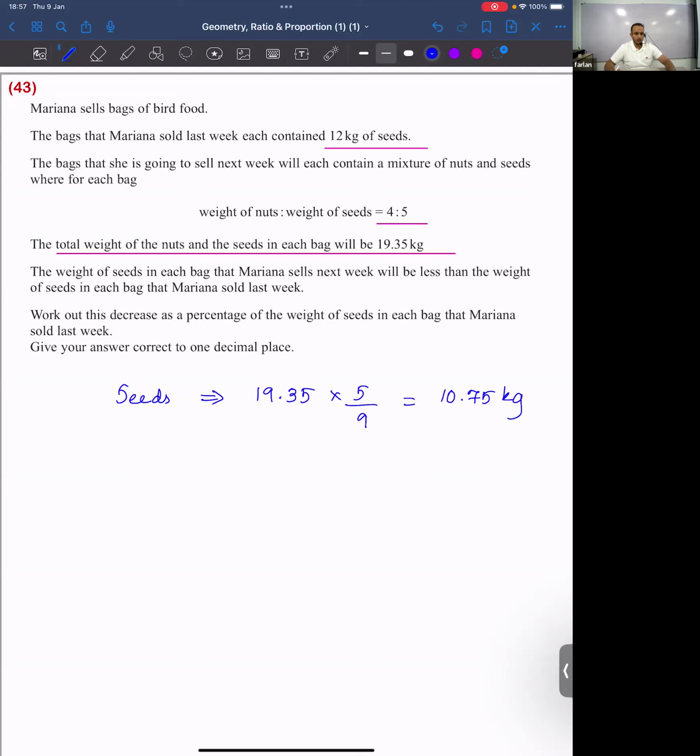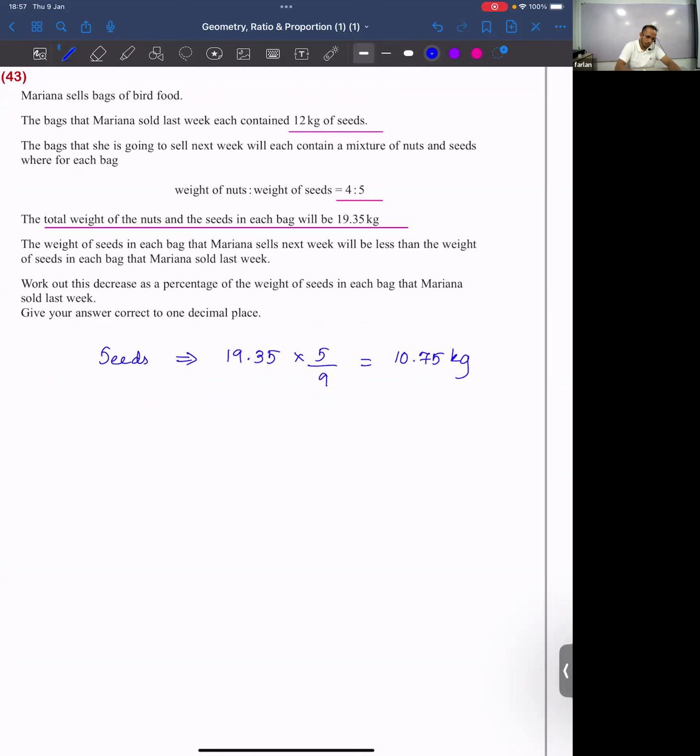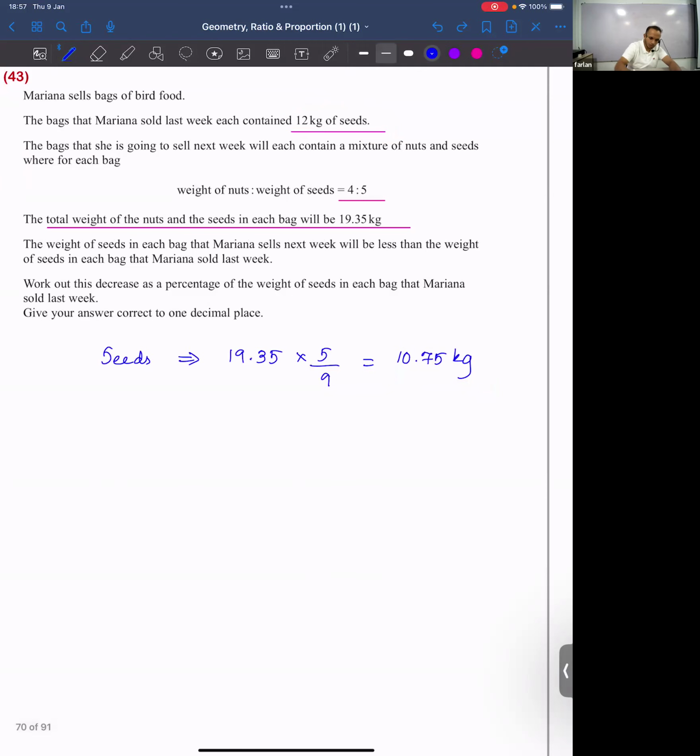Correct? Now last week, the bags that Mariana sold each contained 12 kilograms of seed. So clearly you can see, compared to last week, next week the amount of seeds is less. From 12 kilograms, it has reduced to 10.75 kilograms. Agree? So the question is, work out this decrease as a percentage of the weight of seeds in each bag that Mariana sold last week. So the decrease is how much? Decrease is 12 minus 10.75. That is 1.25 kilograms is the decrease.